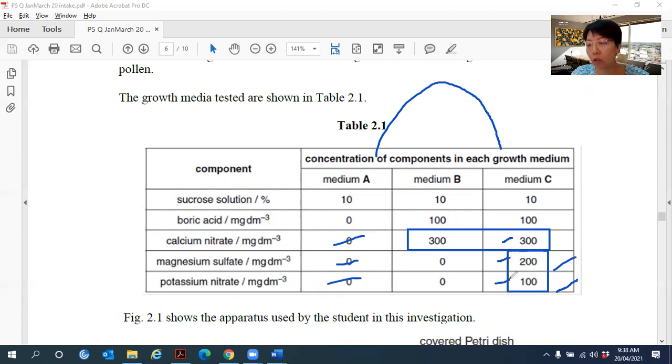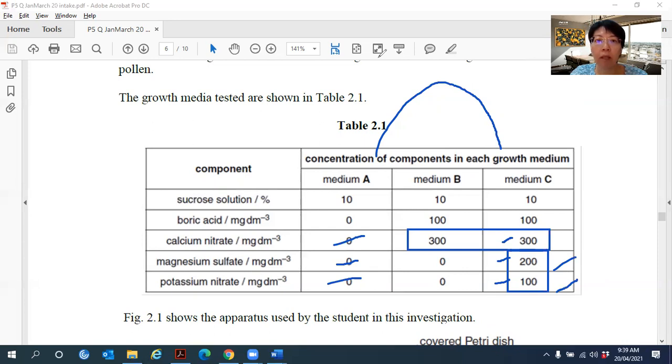So the conclusion I should be able to make here is the difference is not only due to the presence of calcium, it may also be due to the presence of magnesium sulfate and potassium nitrate. So that is 1 mark. Okay, that's 1 mark if you compare between medium A and C.